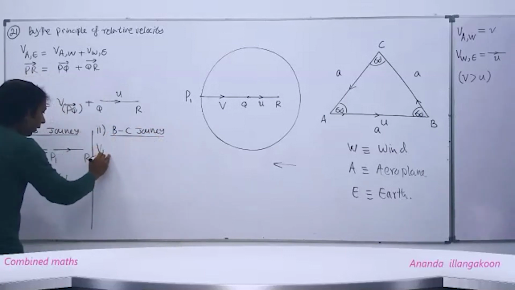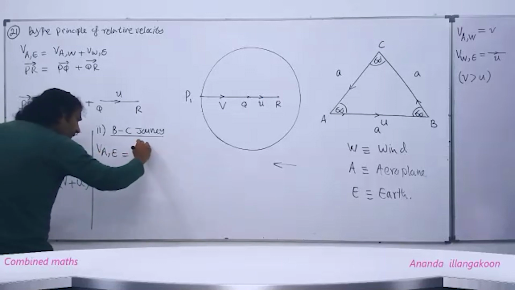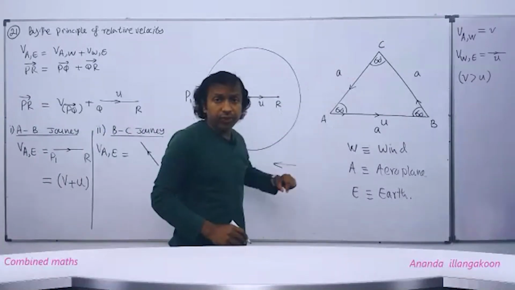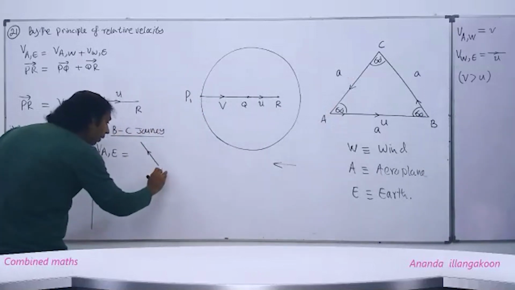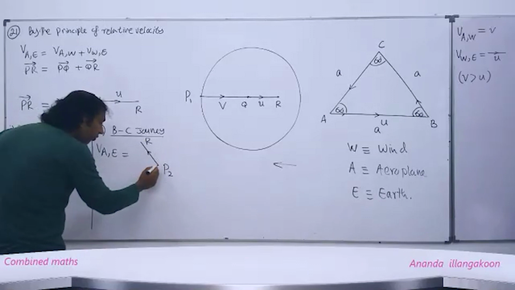Velocity of the aeroplane to Earth should be pointed like this, huh? Because BC, no, BC, no. I am going to take that as T2R. This angle is 60.